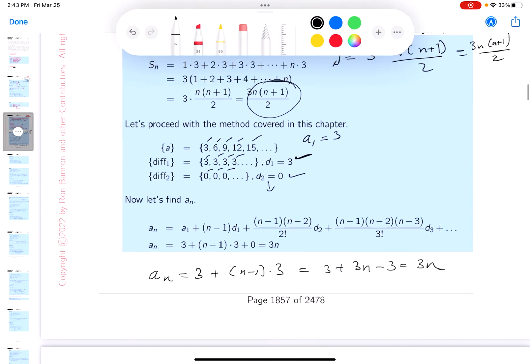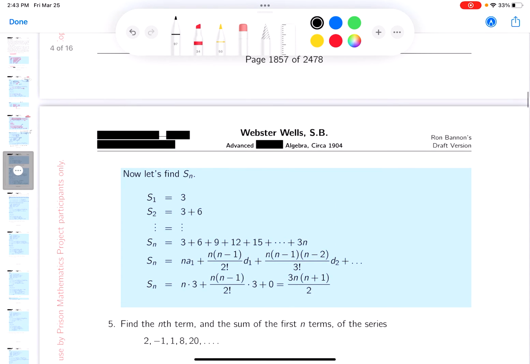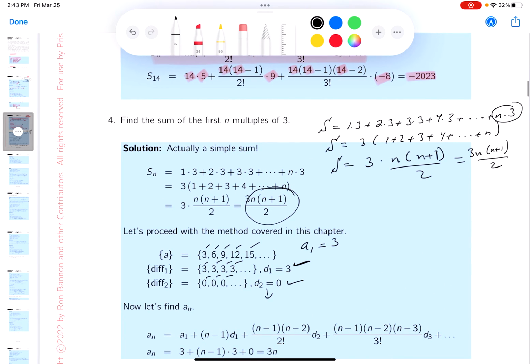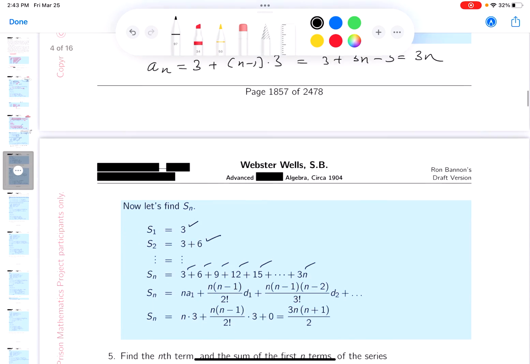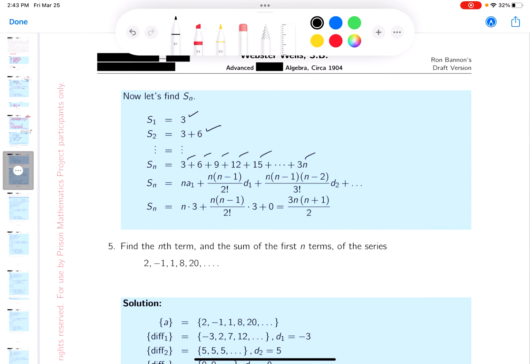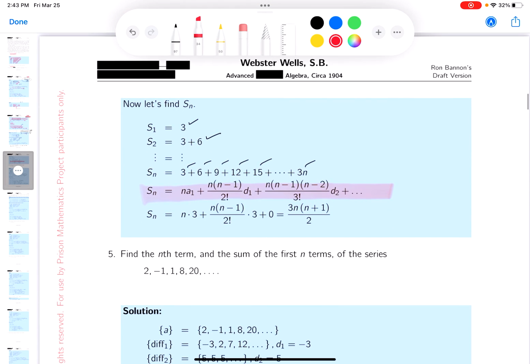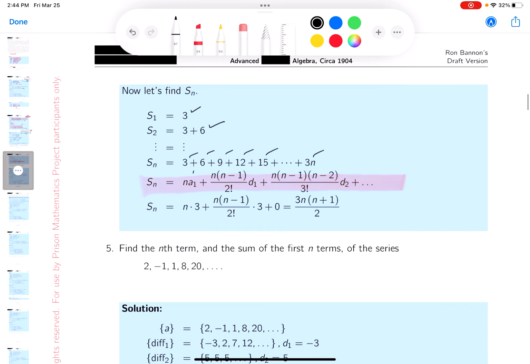Let's go to Sn. What's Sn going to be? Remember, S1 would be 3, S2 would be 3 plus 6. Sn would be 3 plus 6 plus 9 plus 12 plus 15 up to 3n, just like we said in the beginning. No difference. Then write down Sn. You've got that formula right over here. What's nice about this, though, let me remind you, D2 forward is 0. So really I'm left with something really simple. Since D2 forward is 0, I'm just left with these two terms.